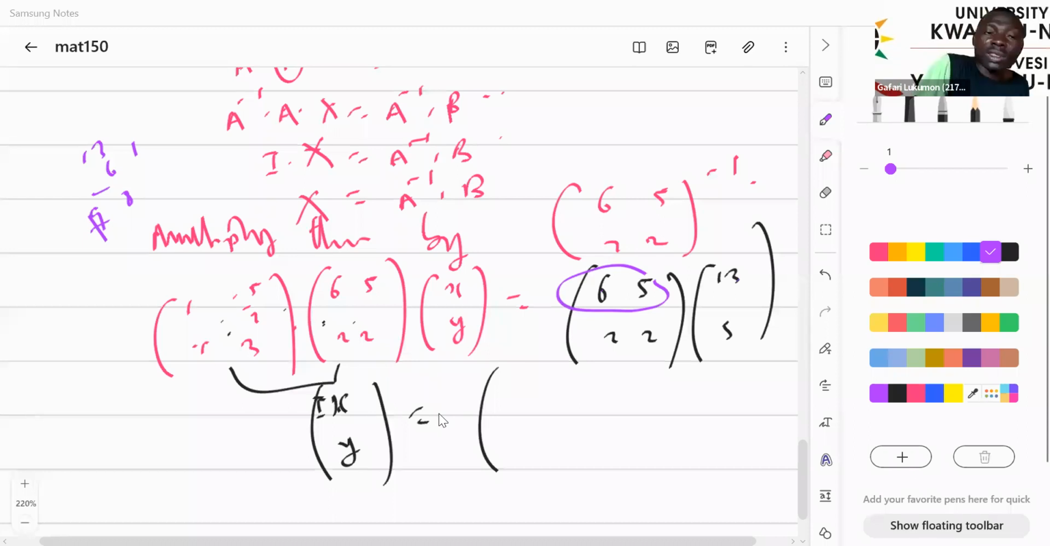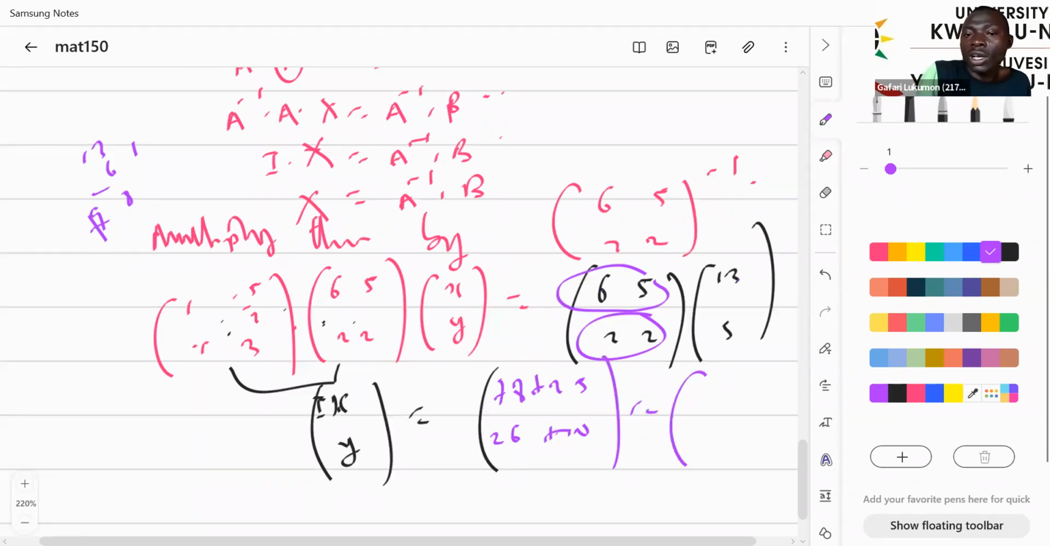13 times 6 will give me 78. You understand now? Then you have 78 plus 25. Then 2 times 13, we are doing matrix multiplication, 2 times 13 will give me 26 plus 10. I hope you understand now. Then you are going to have 103, and this is going to give me 36. Then you can conclude that your x is equal to 103 and your y is equal to 36.